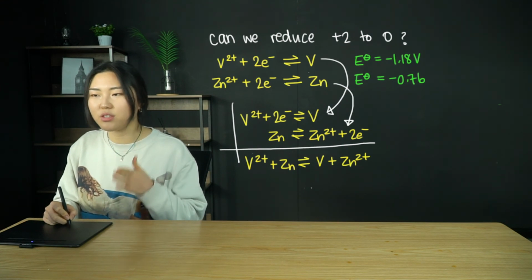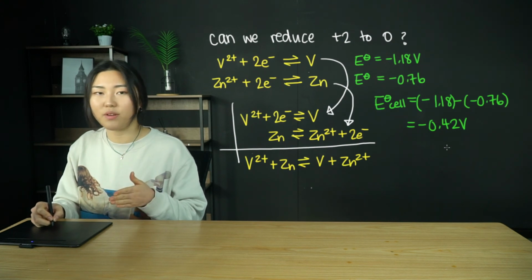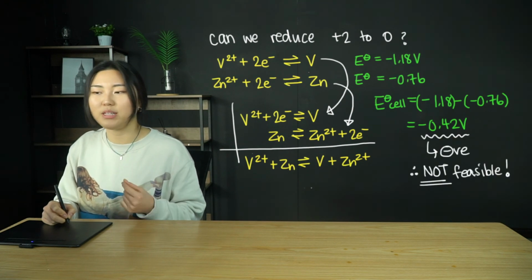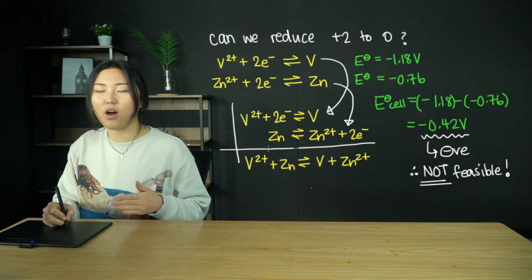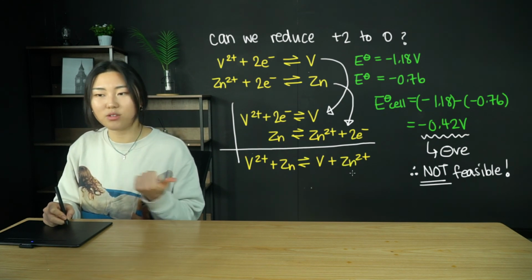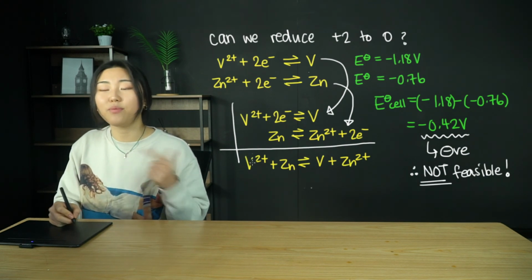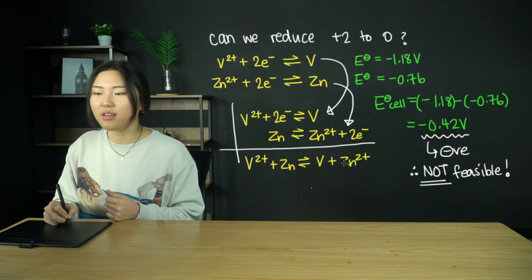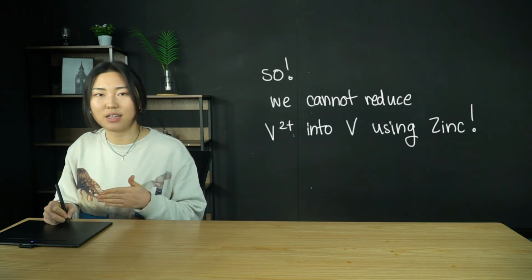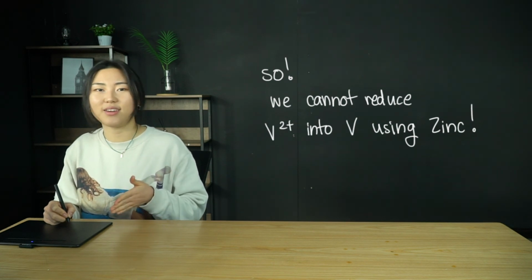So if you just plug that into the formula again, you will get a negative value. So it's -0.42 volts now. So this is a negative cell potential, which means that this overall equation is not going to be a feasible reaction, okay? So the reverse reaction, V becoming V2+, is going to occur, but the forward reaction is not going to occur, okay? So yeah, we cannot reduce V2+ into V using zinc, okay? It can only be reduced from V3+ to V2+, and that's it, okay?